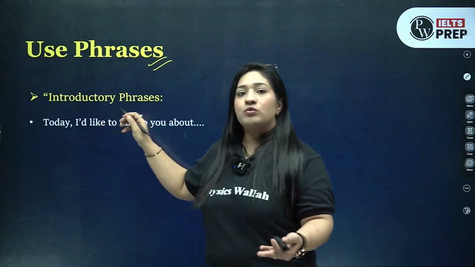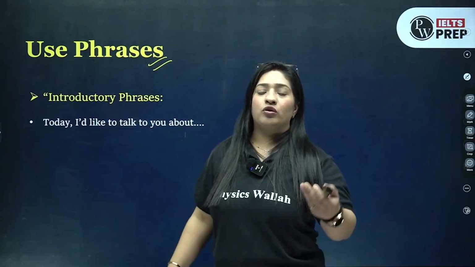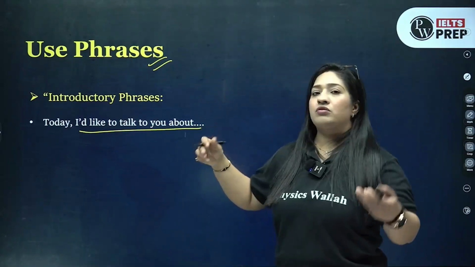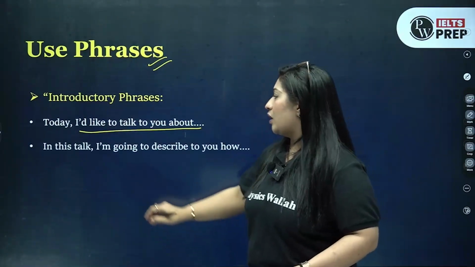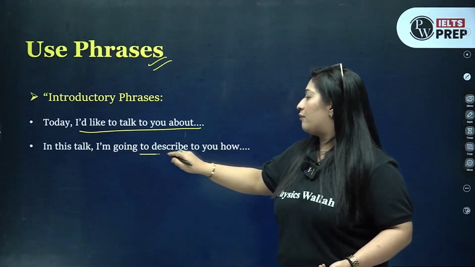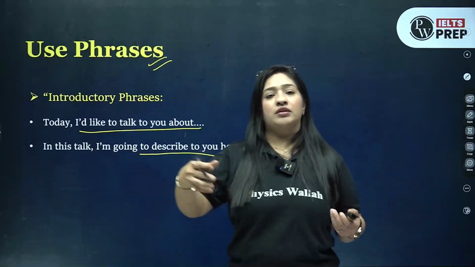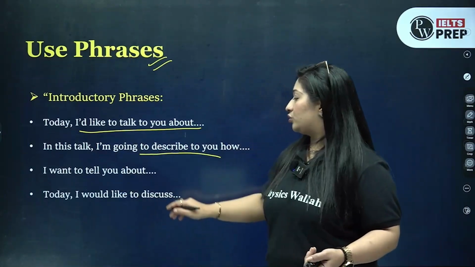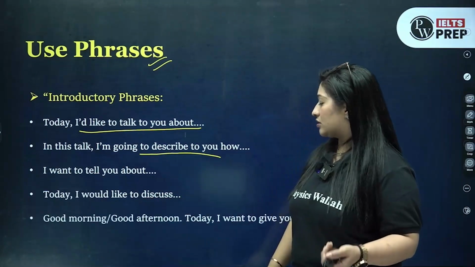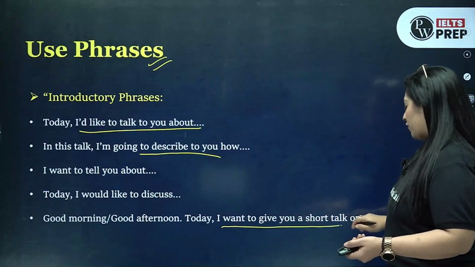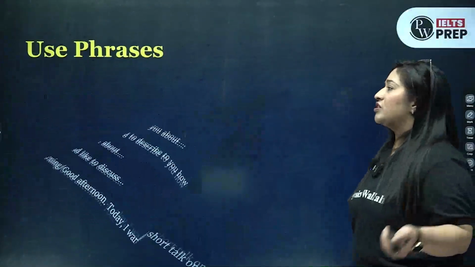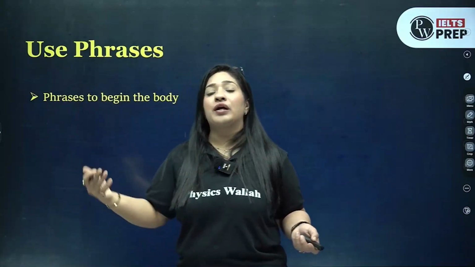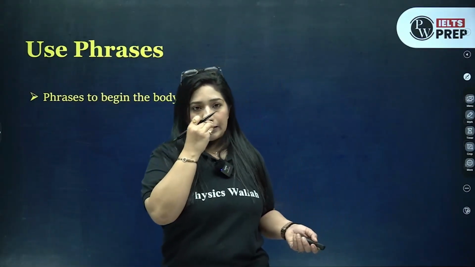Well, if you are introducing, okay, what I'm going to talk about, or this is what I'm going to talk about, use, well, today I would like to talk about such and such. Right? You may say, well, in this talk, I'm going to describe to you how this, right? So you can add these. I want to tell you about today. I would like to describe or discuss. Well, today I want to give you a short talk on the movie which I have seen recently, right? So this is how you can start with your introduction sentence.